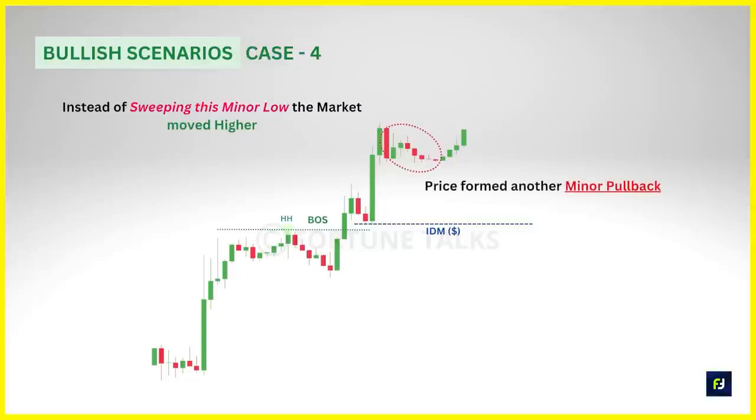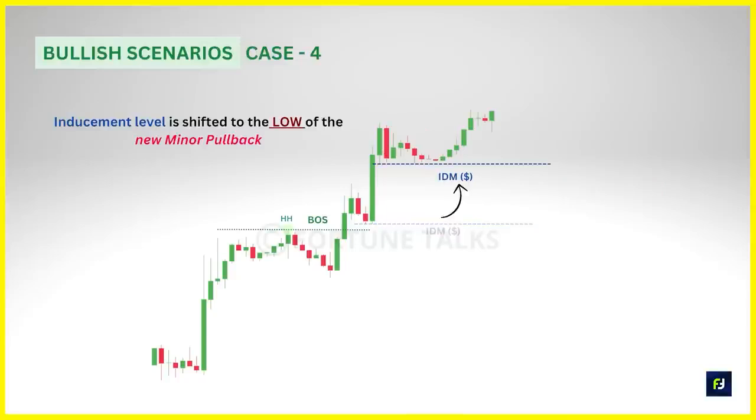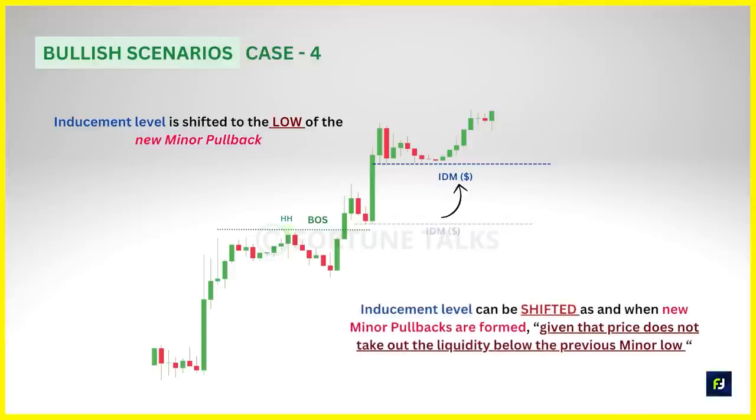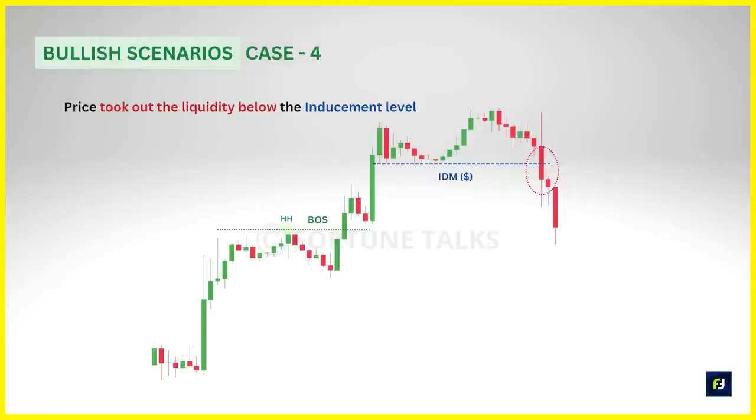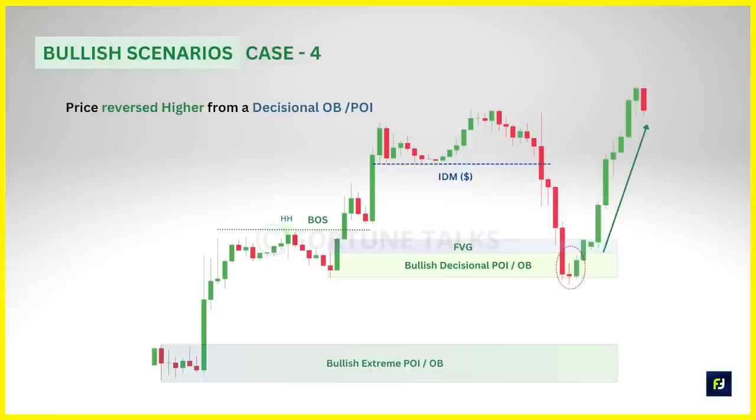Now what will we do? If such a case takes place, we should shift one inducement level forward to the low of this newly formed pullback. And even if the price doesn't take out this new inducement level and it moves higher and then creates another pullback, then without any doubt, we should shift our inducement line to this new low formed. This is yet another important concept in connection with the basic rule of first pullback. And as you can see, the price returned to sweep the liquidity below the inducement level, and then the market continued higher after absorbing all the liquidity.